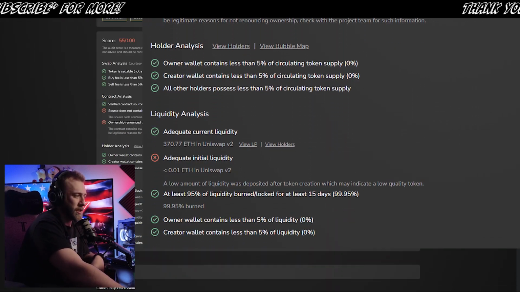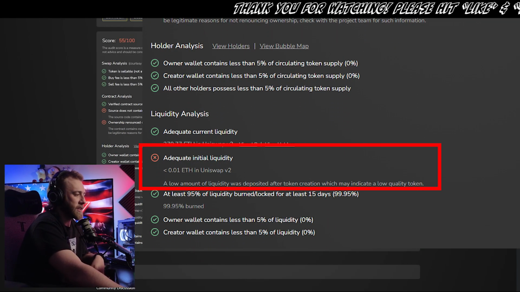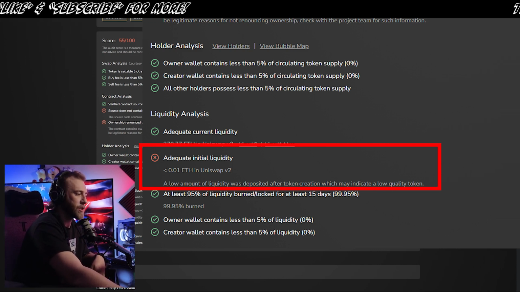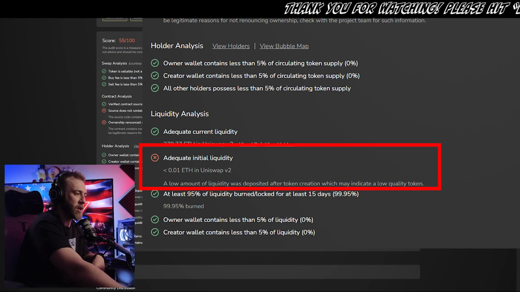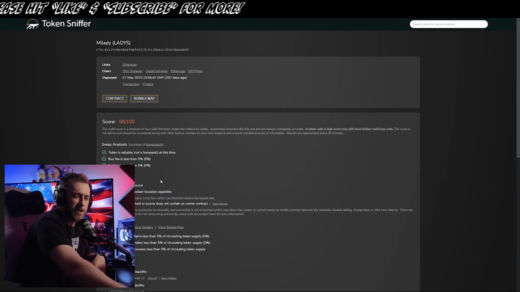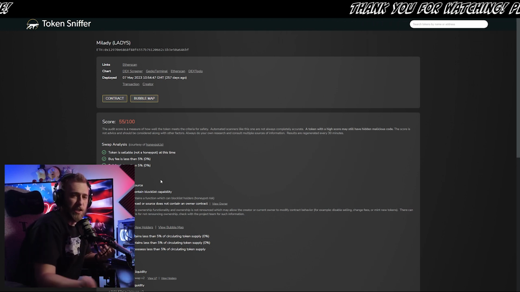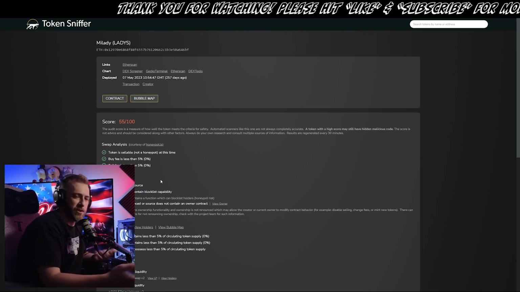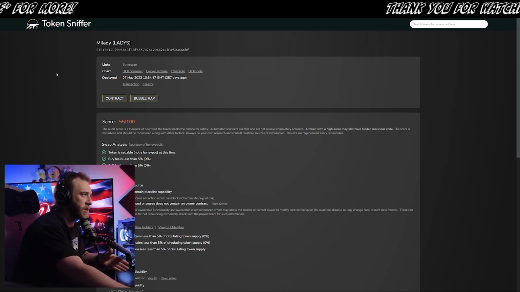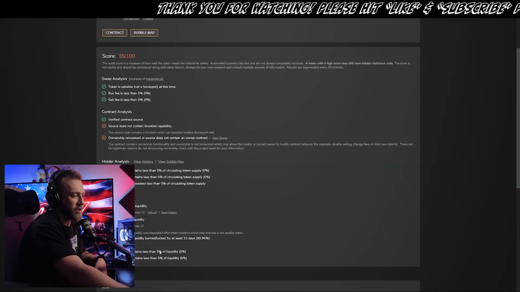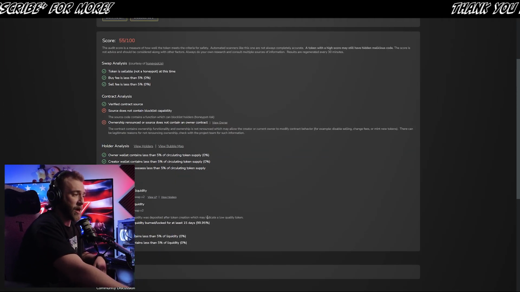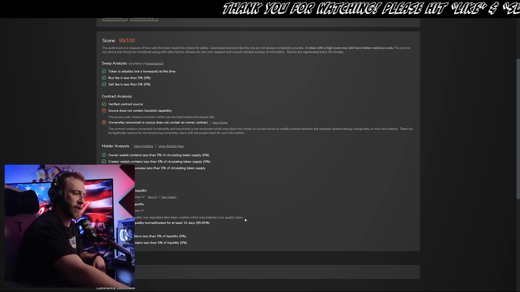And additionally, down here under liquidity analysis, it says a low amount of liquidity was deposited after token creation, which may indicate a low quality token. I'm pretty sure this one actually was an accidental success because Elon Musk also accidentally posted about it. He just posted a meme one day a couple years ago that happened to use the image from this coin. But I think that's really the only attention that it's probably going to be getting. And as this indicates, it was probably a low quality token from the get-go.